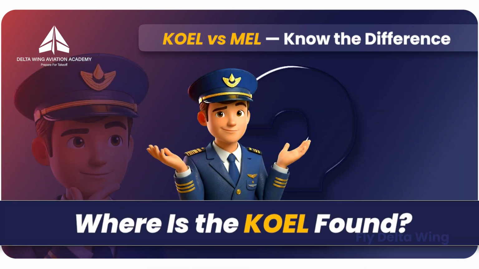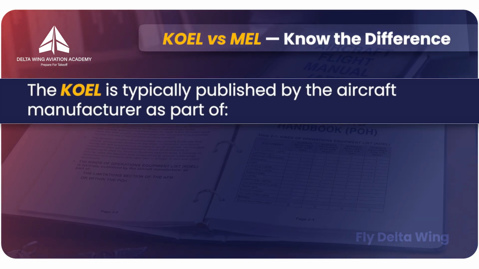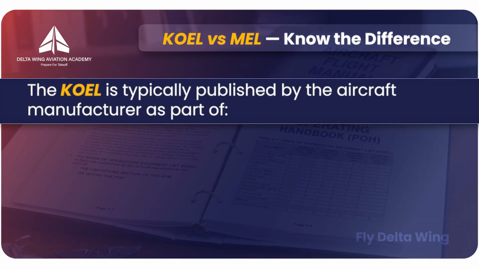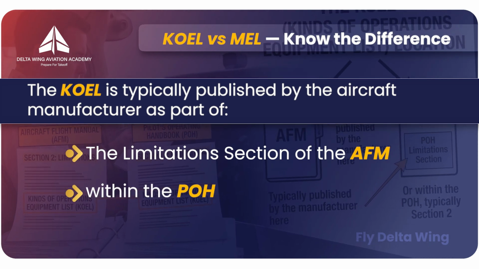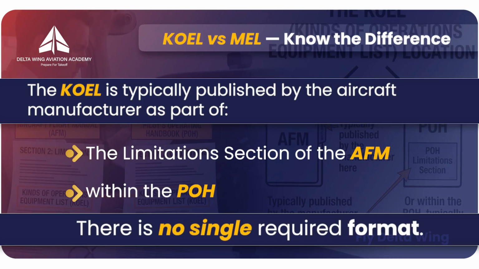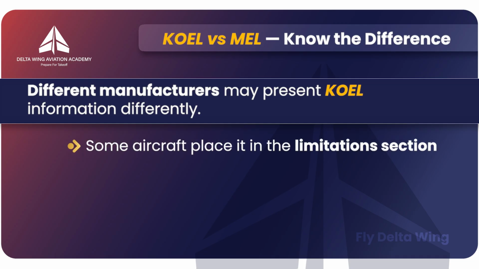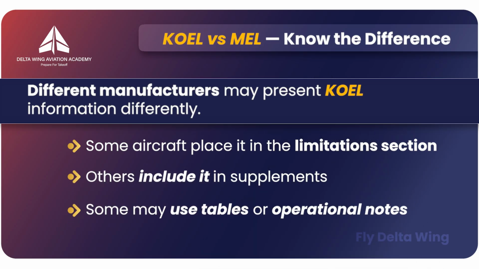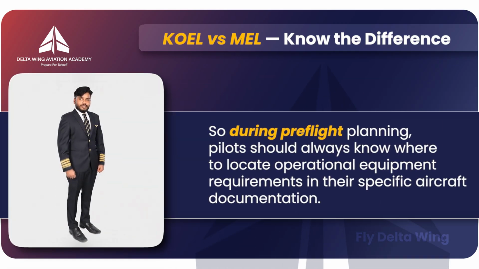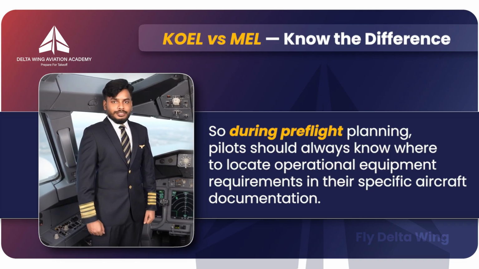Let's continue and look at where pilots normally find the KOEL. The KOEL is typically published by the aircraft manufacturer as part of the limitation section of the AFM or within the POH. However, there is no single required format. Different manufacturers may present KOEL information differently. For example, some aircraft place it in the limitation section, others include it in supplements. Some may use tables or operational notes. So during pre-flight planning, pilots should always know where to locate operational equipment requirements in their specific aircraft documentation.